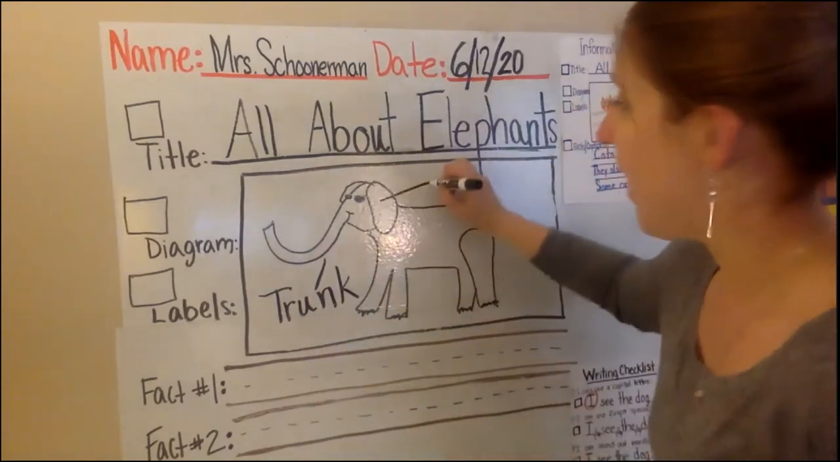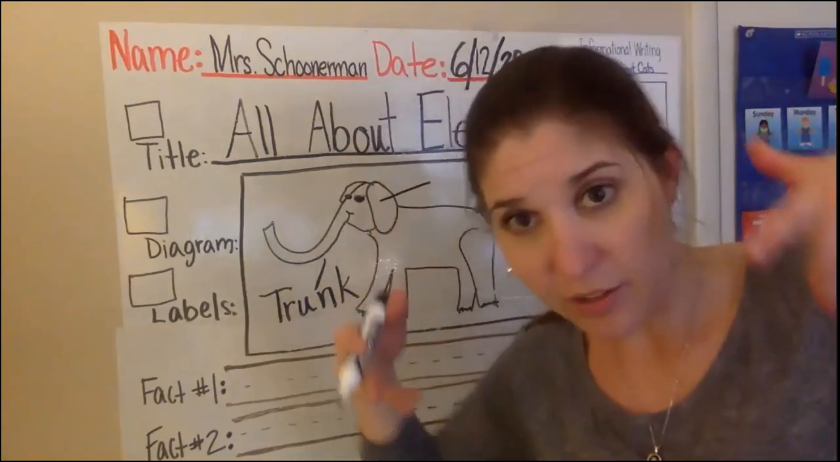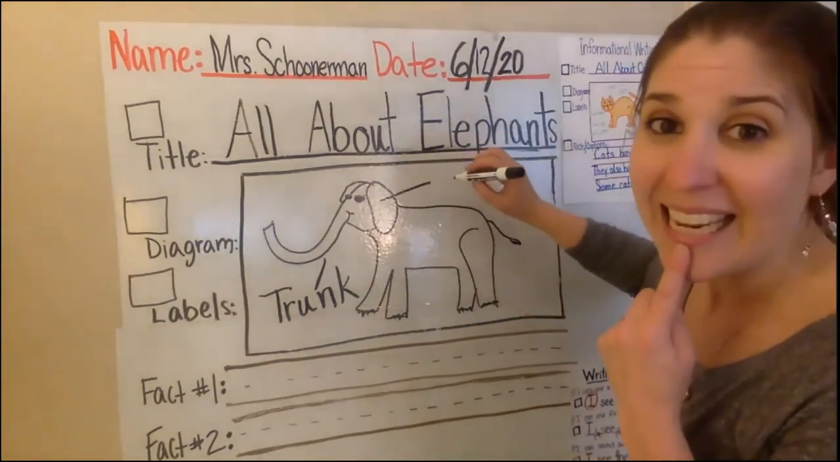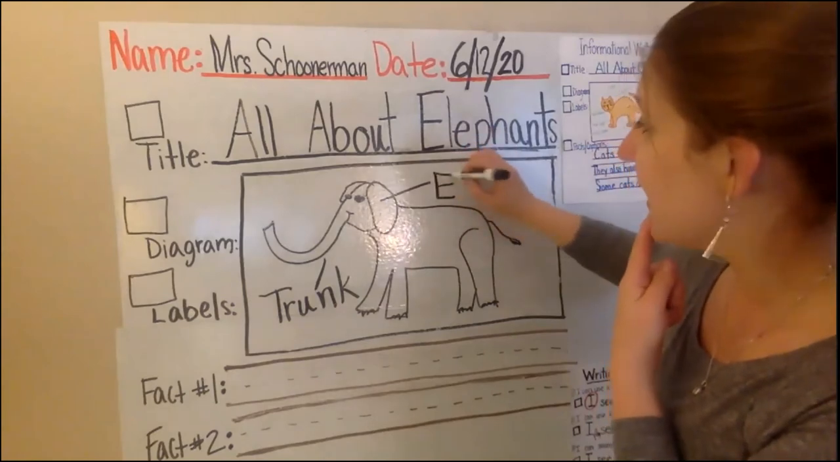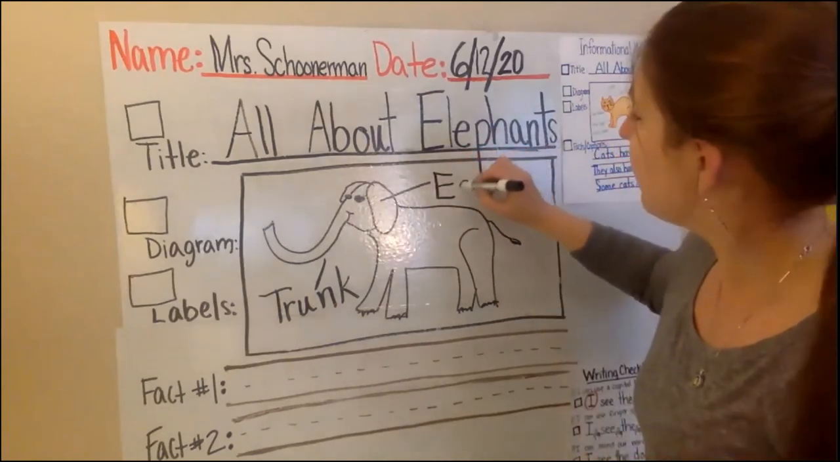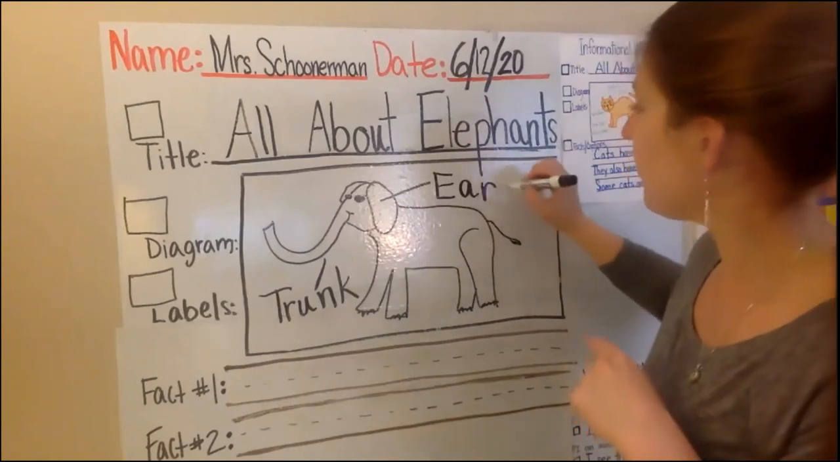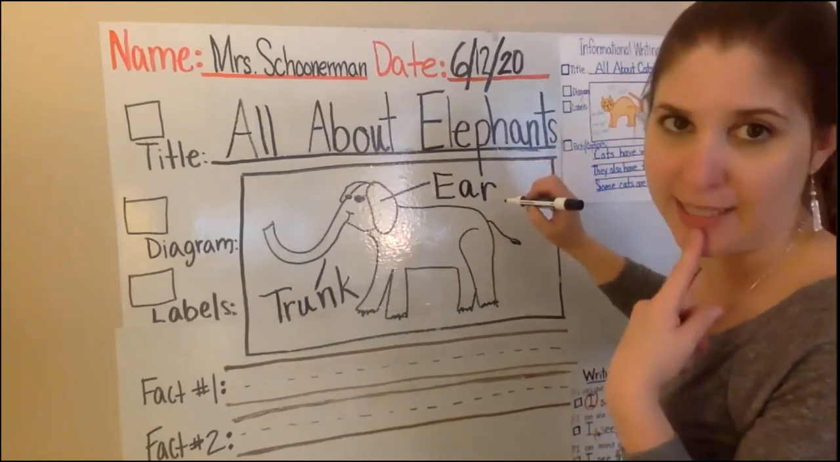Elephants also have ears, huge ears. Ears, E, then there's an A. Ear, R, ears, S.